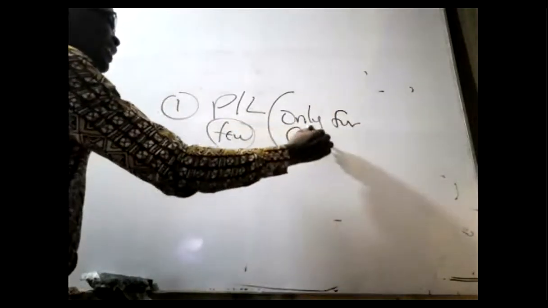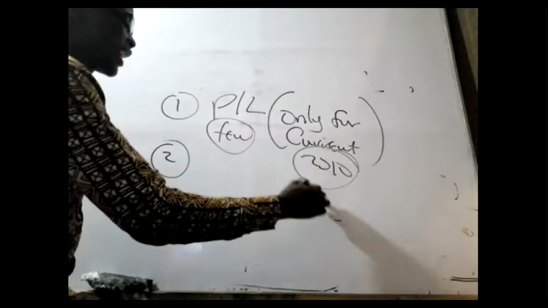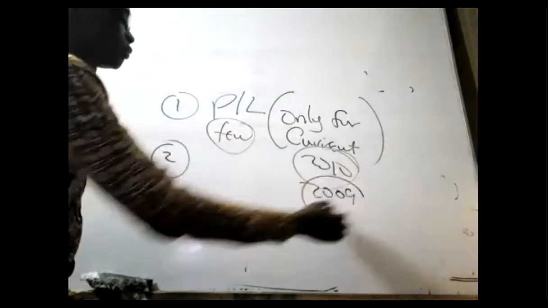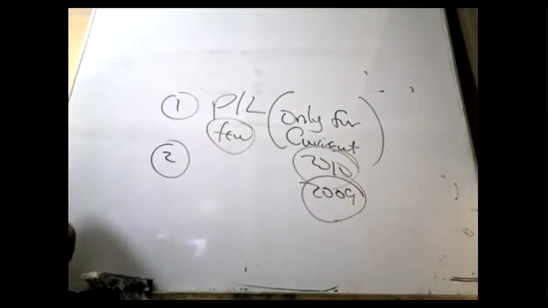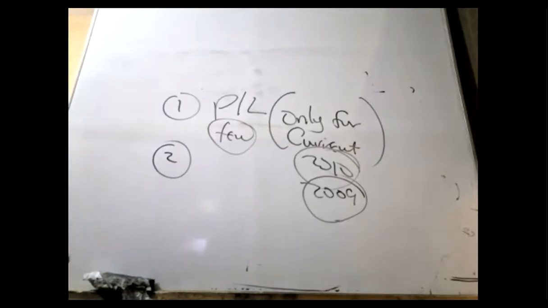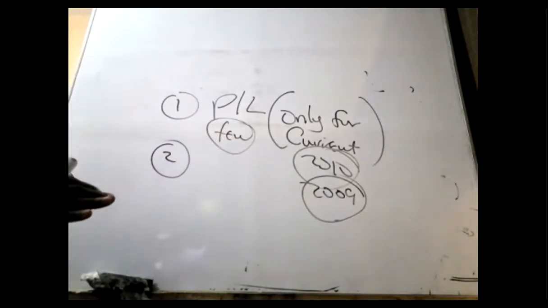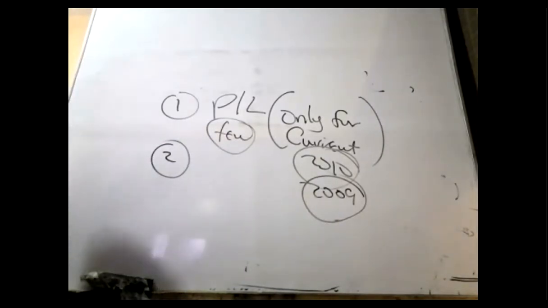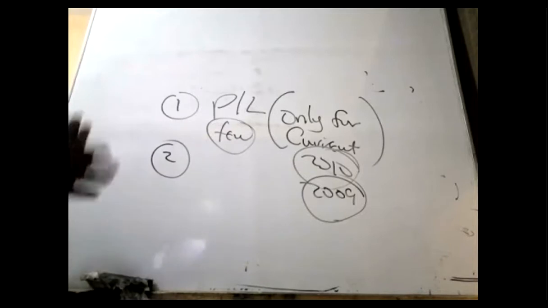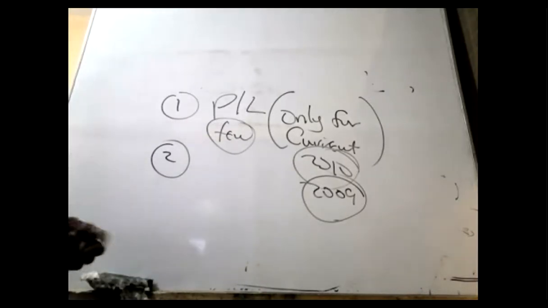Only for the current year. If I'm preparing for 2010, I need the P&L for 2010. If they are giving me 2009, it is irrelevant to me. You don't need to touch anything in there. So for the P&L, if they are giving me 2009, it is irrelevant. Don't touch anything in that statement. So take note of that.